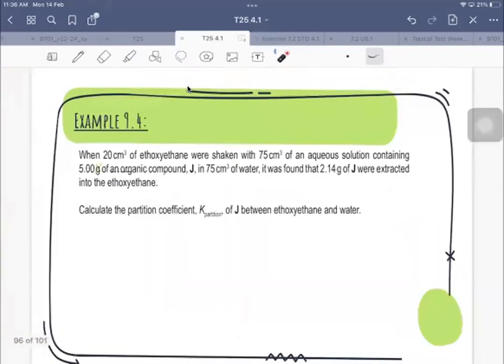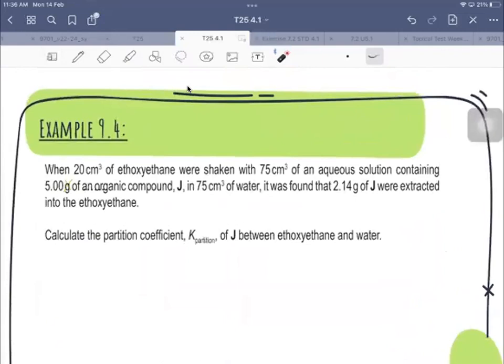Continue to the next question. When 20 centimeter cube of ethoxyethane were shaken with 75 centimeter cube of an aqueous solution containing 5 grams of an organic compound J in 75 centimeter cube of water, it was found that 2.14 grams of J were extracted into the ethoxyethane. Okay, so first we need to highlight our solvents and our solutes. 20 centimeter cube of ethoxyethane, that is our solvent.